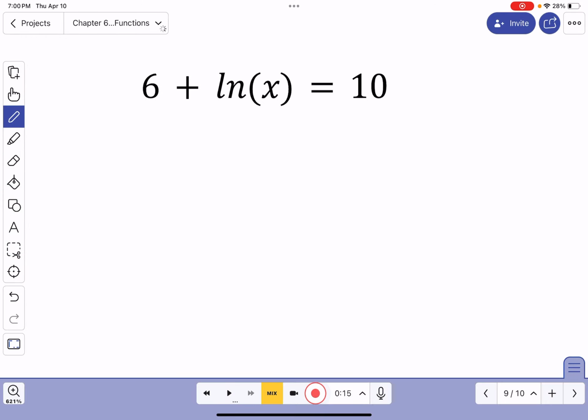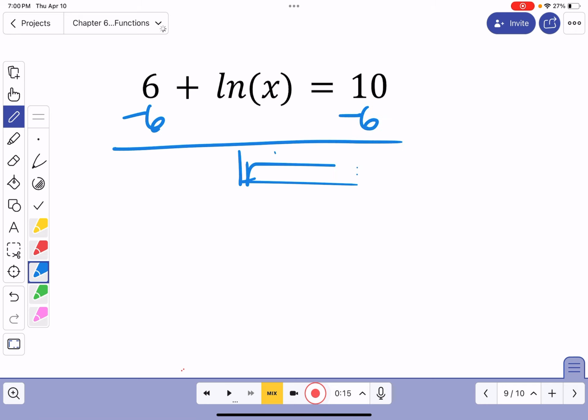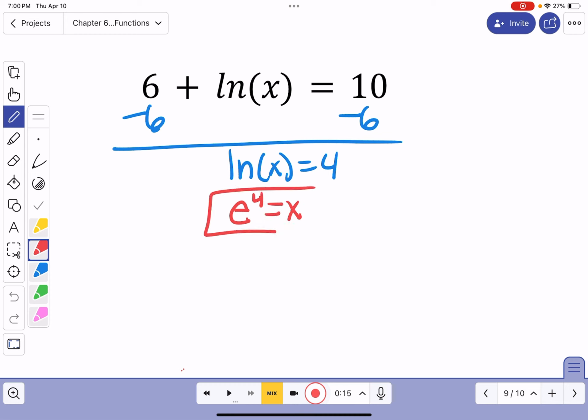If we do this one, we want to get the ln x alone. So we're going to subtract 6 from both sides. So ln x equals 4. Then we're going to rewrite that as e to the 4th equals x. And that's enough.